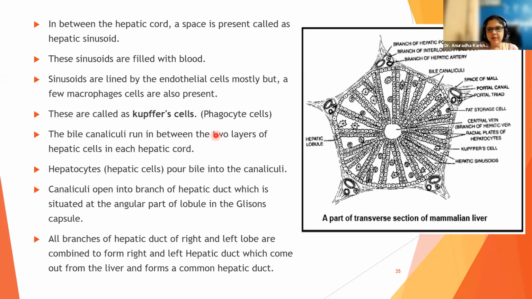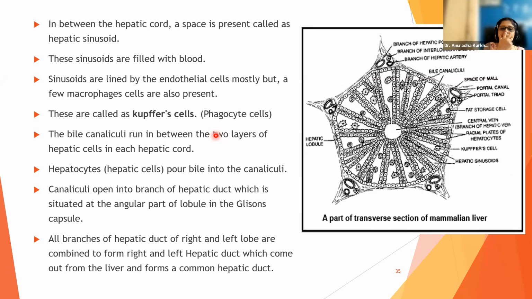Liver infections happen. What is jaundice? Correct? Yeah, so these Kupffer cells are going to prevent the bacterial infections and the viral infections, especially of the liver, right?